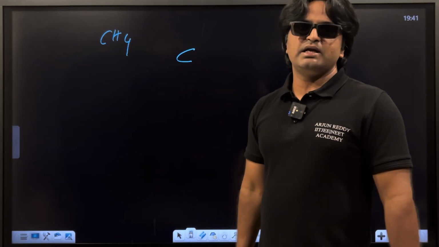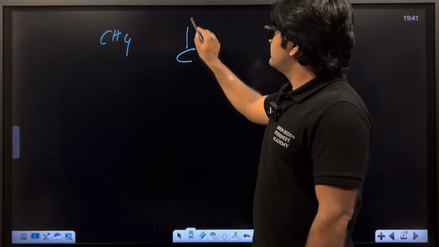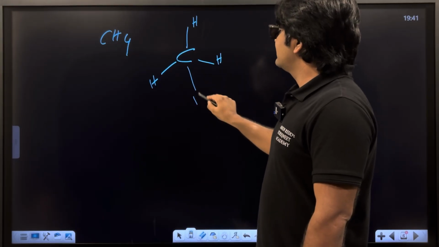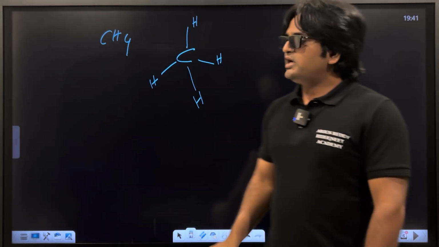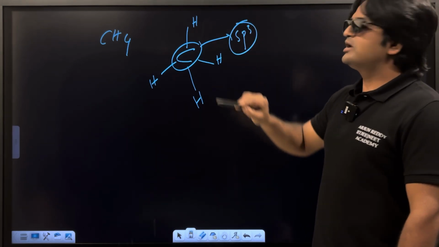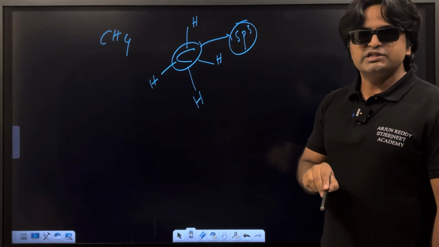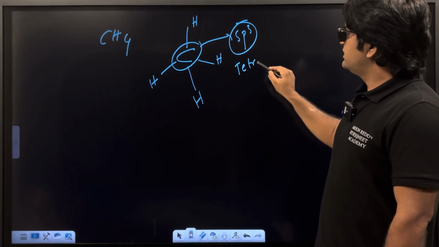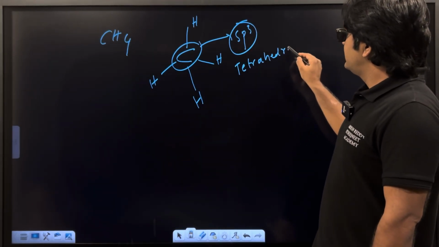Carbon is the central atom. And how many hydrogen atoms are present around the carbon atom? We have 4 hydrogen atoms around the carbon atom. What is the hybridization of carbon? Here there is no lone pair of electrons on the carbon atom. What is the hybridization? sp3. And what is the geometry of this molecule? Here the geometry of that molecule is tetrahedral.